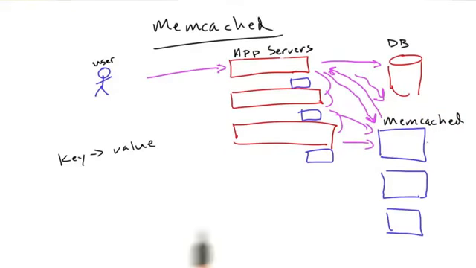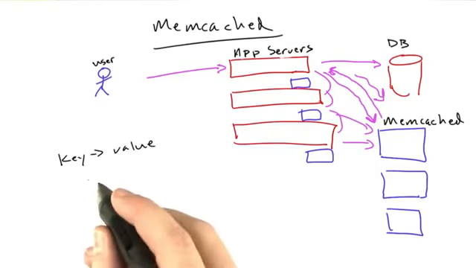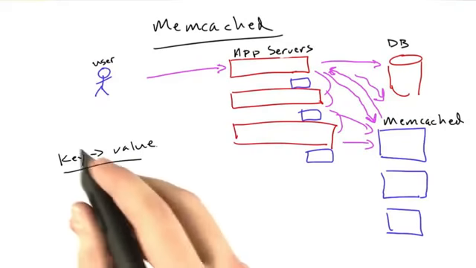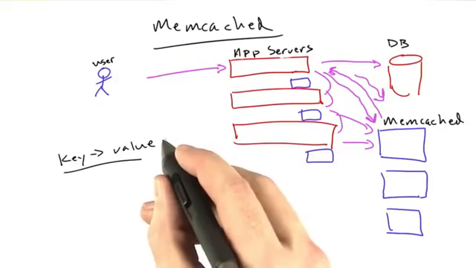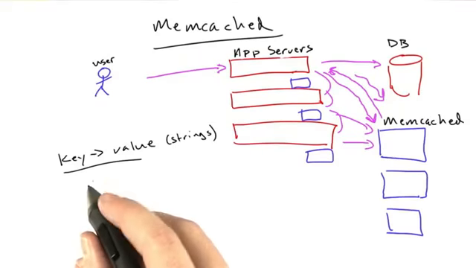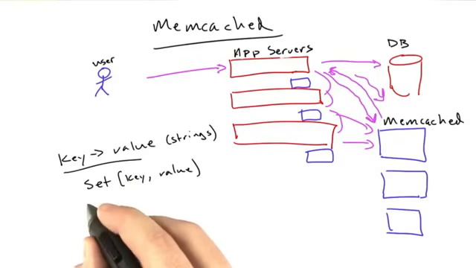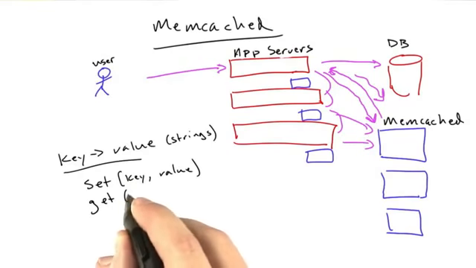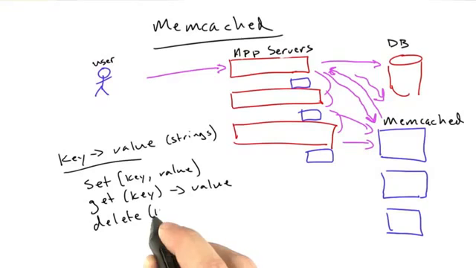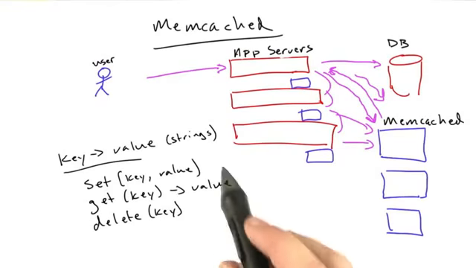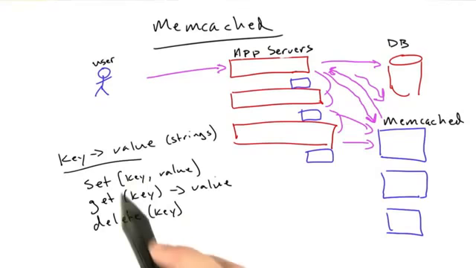So Memcached is a very simple protocol, and the operations it does are very simple. Ultimately, we're going to be storing keys to values, where the keys and values are both strings. And the operations look something like this. We've got set, which takes a key and a value. We've got get, which takes a key and returns a value. And we've got delete, which takes a key and deletes the key. There are other operations, and there are actually a few other parameters here. But these are the basic ones.